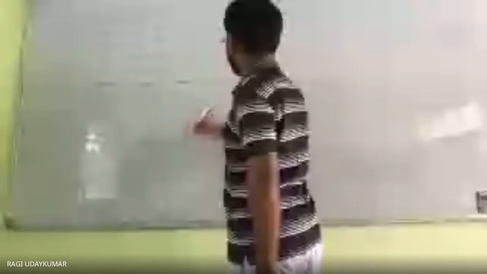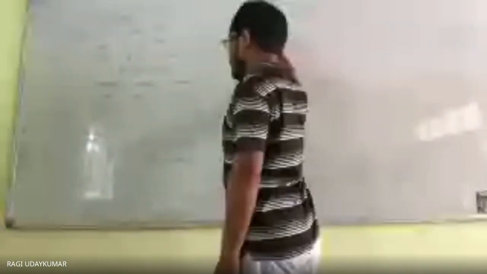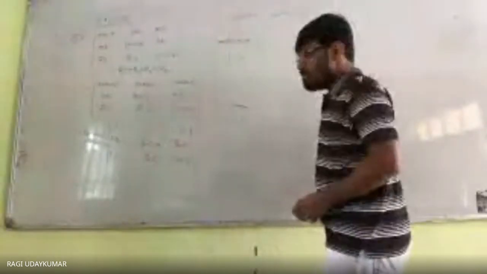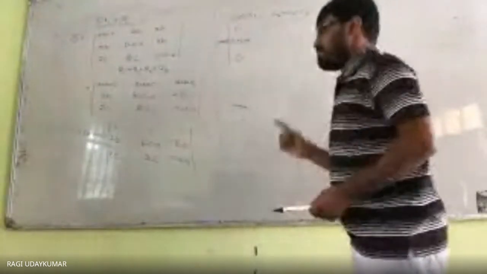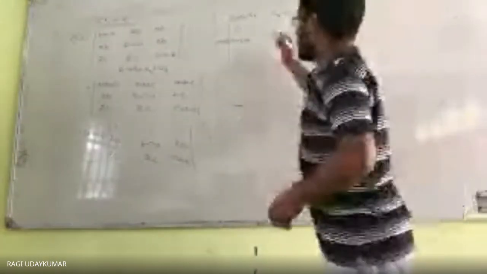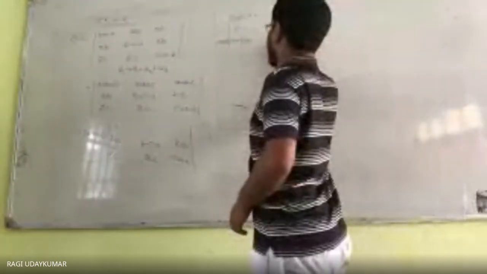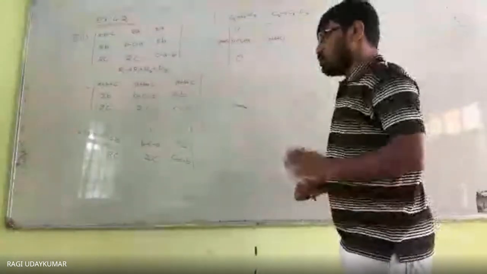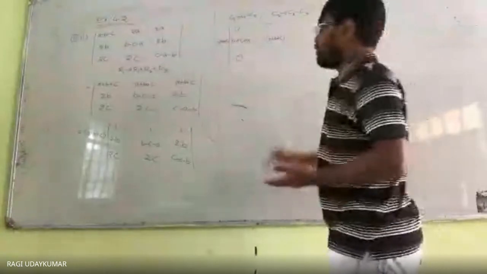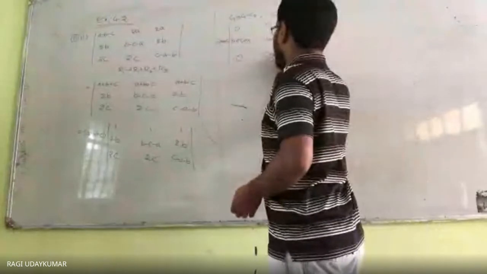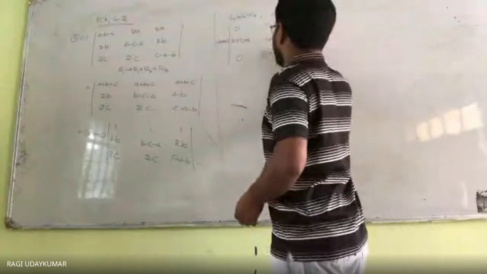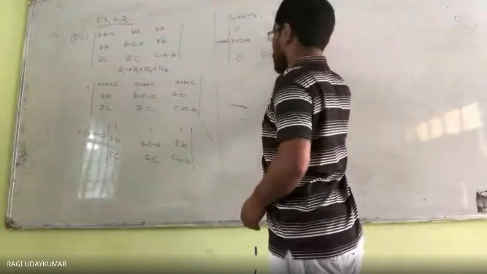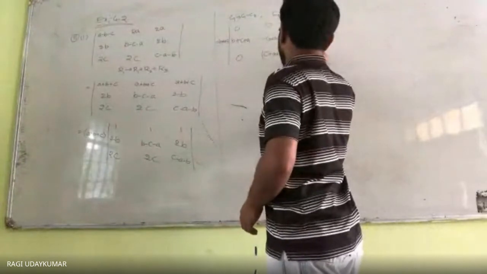Now here, this becomes 0. This minus this: 2b, b minus c minus a minus 2b, so minus of a plus b plus c. This minus this, what will I get? 2c minus c, c, c plus a plus b. So 1, 2b, c minus a minus b.